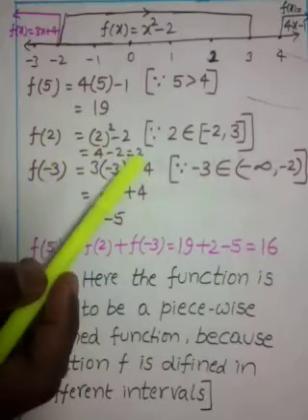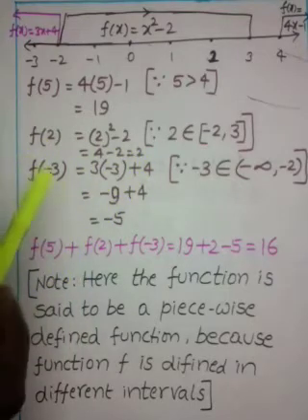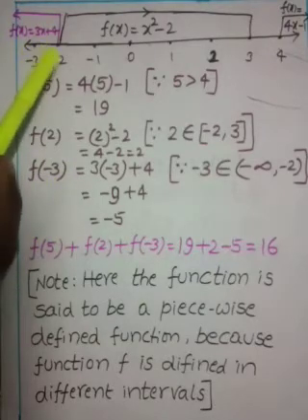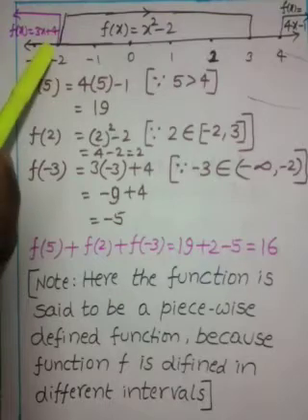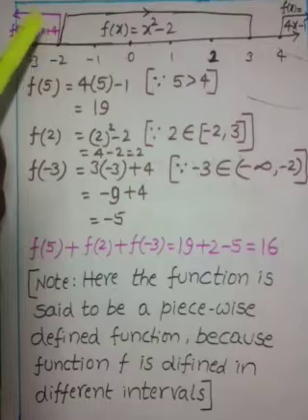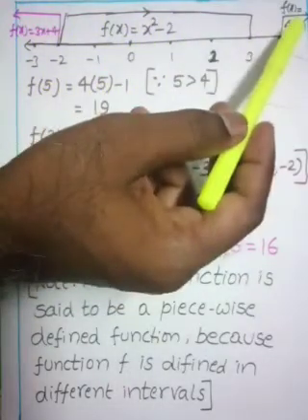Understood the value of f of 2, my dear children? Right. Now, come to f of minus 3 value. In which interval does minus 3 lie? In this interval, less than minus 2. If x is less than minus 2, f of x is equal to 3x plus 4. So, we have to take this function only, not this function or this function.